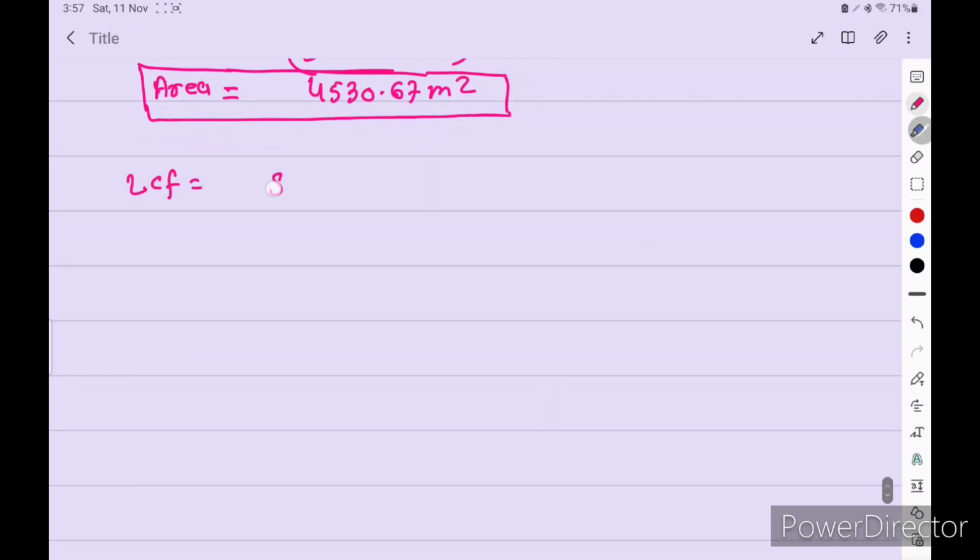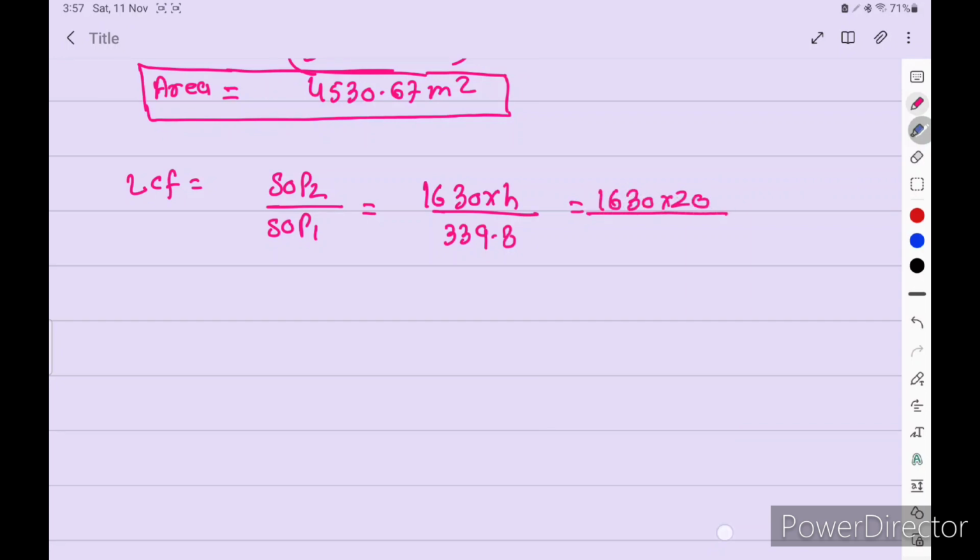LCF is equal to SOP2 divided by SOP1. So 1630 into H divided by 339.8. So 1630 into 20, the value of H, and 339.8. Then LCF is equal to 95.938 meter.